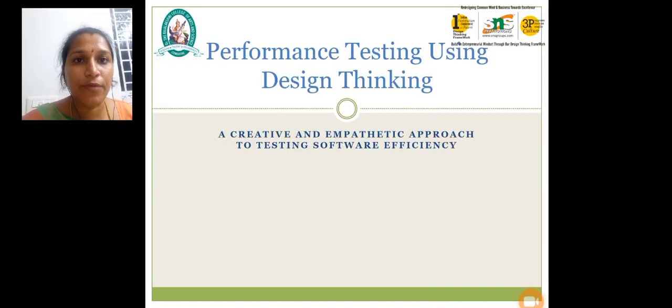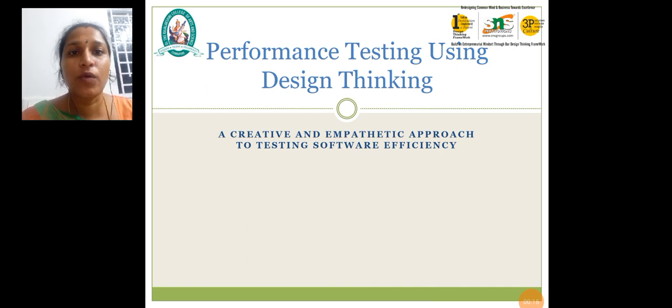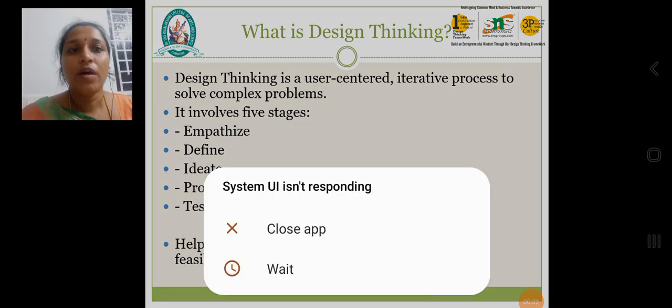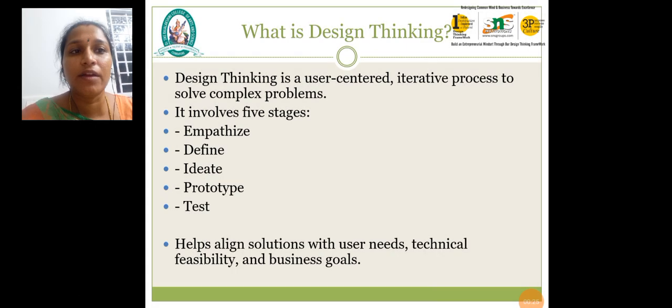Perform empathic approach to test the software efficiency, how we are going to perform it. So we are going to see in this. Using design thinking, we can rectify the problem statements and identify the problems from the user experience. After that, we can analyze the 5 stages: empathize, define, ideate, prototype and test. Using these solutions, we need to uphold the user needs, technical feasibility and user business goals.